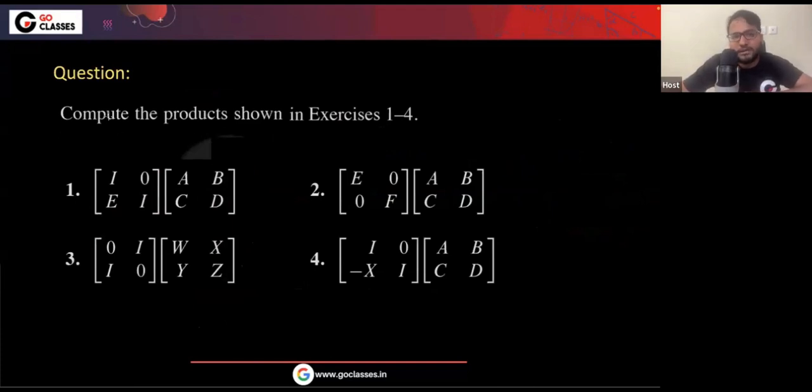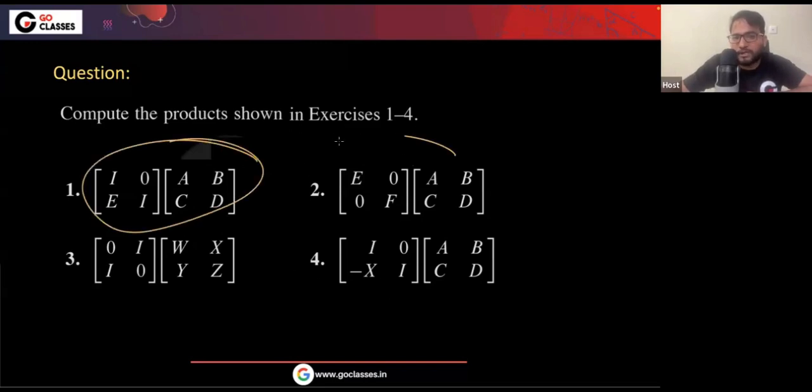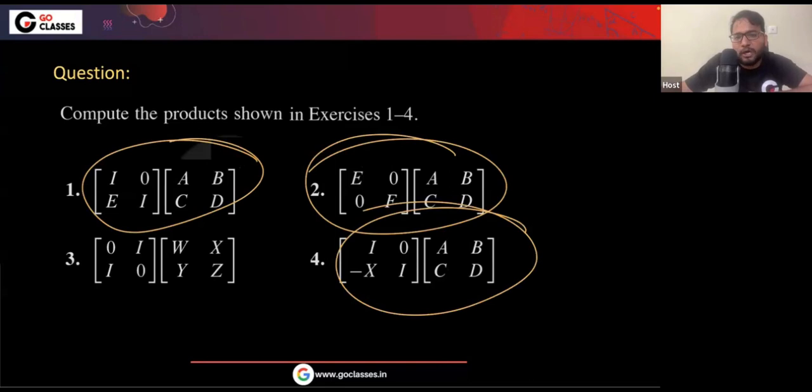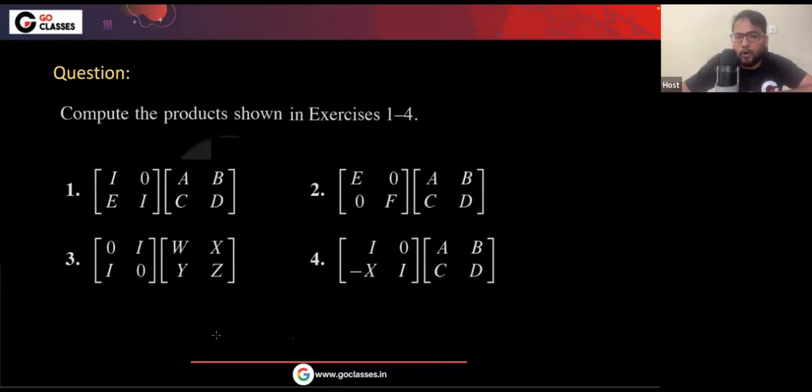Now let's just see this. What they are saying is, compute the products shown in exercises 1 to 4. So basically they want to find the product of these two matrices, these two, and these two. We know how to multiply two matrices, right? Two block matrices. Do you want to try this? Let's just try this quickly. So it will be I into A, which is A, right? The first element will be A. And then this will get multiplied with this. This will be B, I think, right? So this is A, this is B. Okay. Now you multiply this E and A. So it is EA plus C, and then EA plus D.